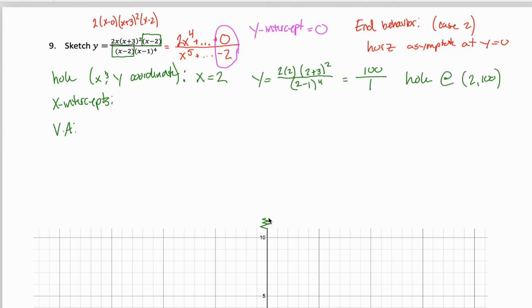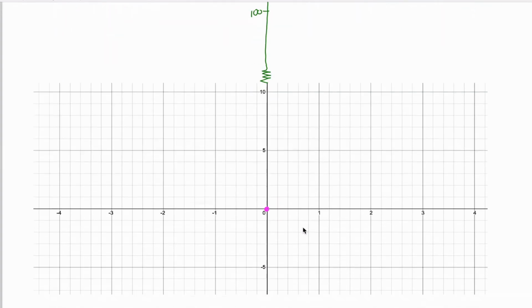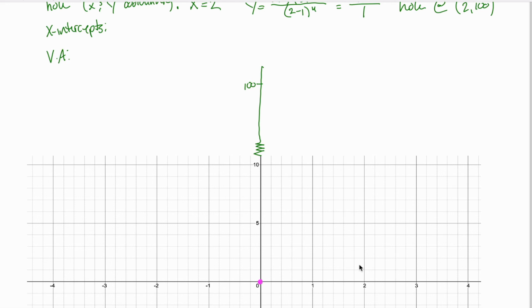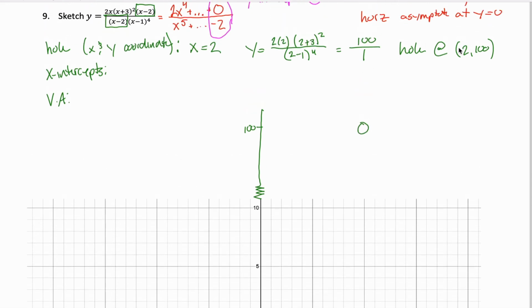Unfortunately, my graph isn't quite big enough for me to see that, so maybe I can scale things and pretend the 100's way up here. And what I'll do is I'll come over here to 2 and put my open circle right here at a height of 100. This open circle will represent this hole.